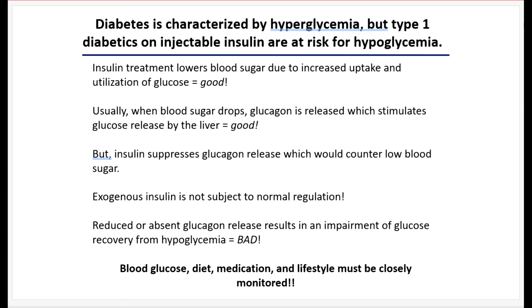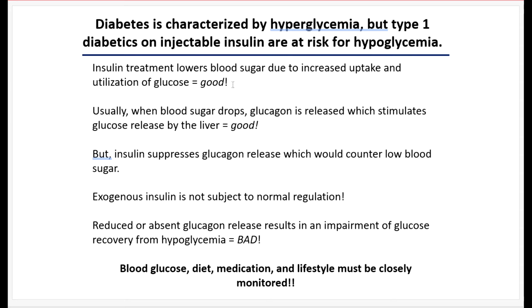Type 1 diabetics on injectable insulin are at very high risk for hypoglycemia, or very low blood sugar. The reason is that a type 1 diabetic needs insulin as a treatment. That's the only way to rescue this problem. If you introduce insulin to the body, then your insulin receptors will bind it, and you can return your glucose metabolism back to normal. So insulin treatment lowers blood sugar because your cells finally can take up and utilize that glucose.